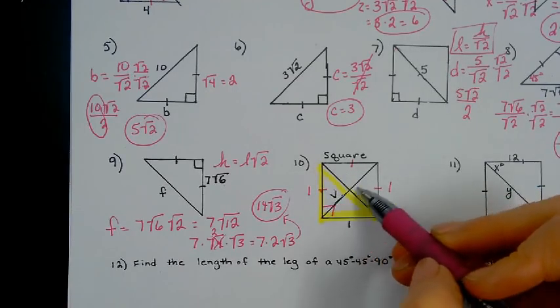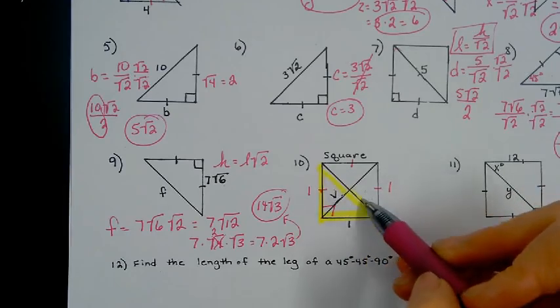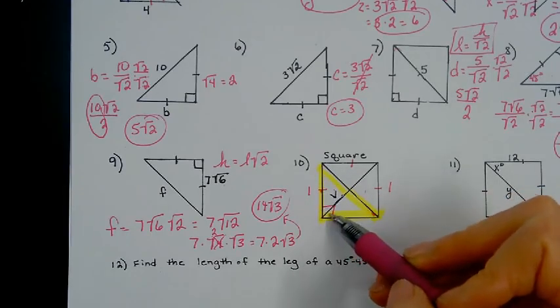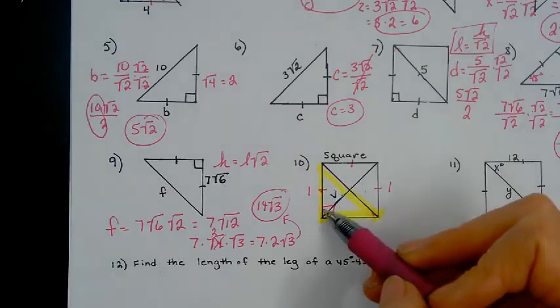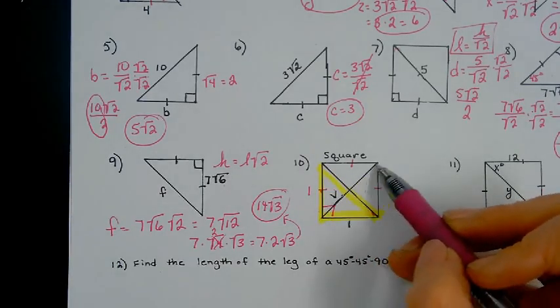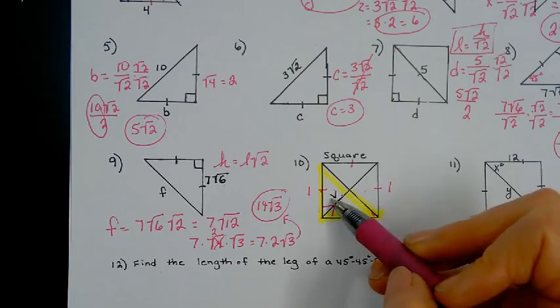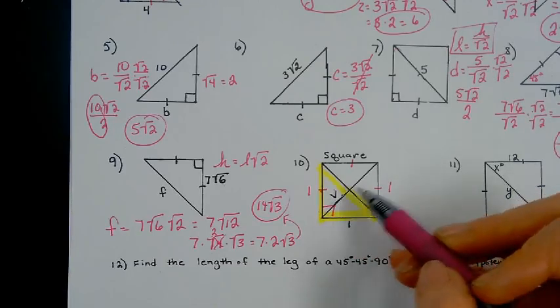So if I want to find this diagonal, which is also the hypotenuse of this triangle, if I find this diagonal, then I'll know what this whole diagonal is. And V is going to be half of it. Alright, so I'm going to find this diagonal.